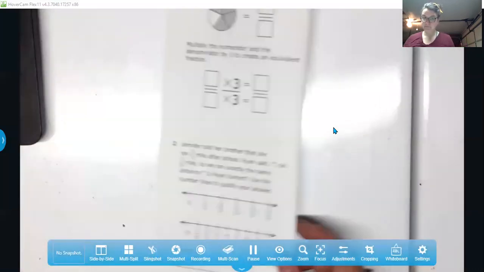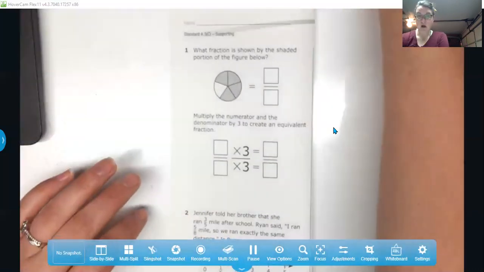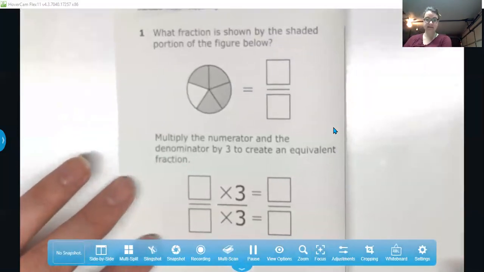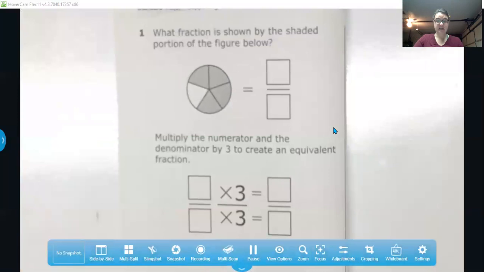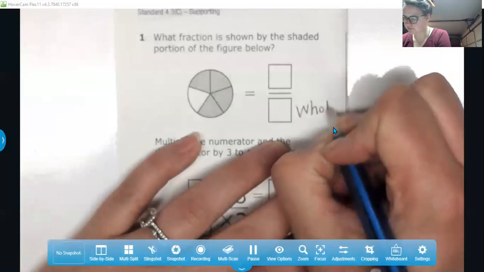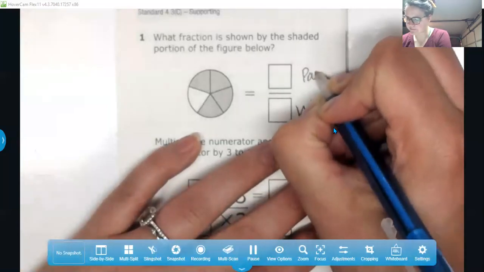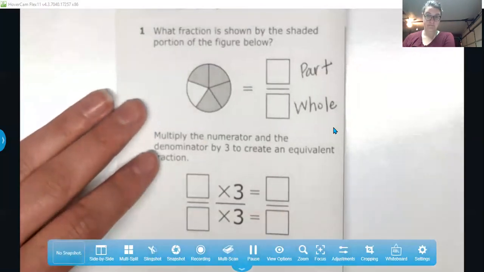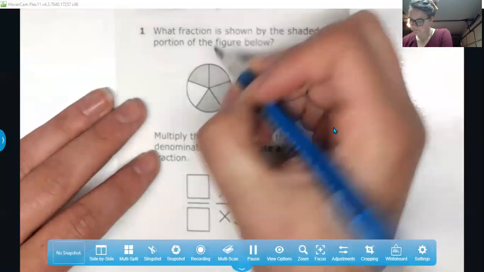So I'm going to start out with a couple of problems to get you going, where I'm going to show you what to do, and then we'll work together. It says, what fraction is shown by the shaded portion in the figure? Once again, we're going to find the denominator first, which is our whole. And this will be our whole. This is our part. So let's find our whole and find out how many parts in total we have.